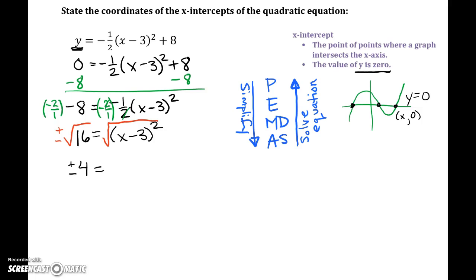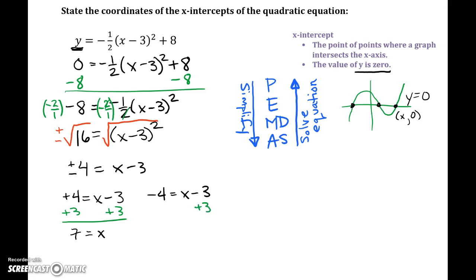On the right-hand side, the squared and the square root undo each other, and so we're left with x minus 3. So now I actually have two different equations that I can write. I have a positive 4 equals x minus 3, and I have a negative 4 equals x minus 3. Solving those two equations, we're going to add 3 to both sides here, and that will give us that x is equal to 7. And the equation on the right, same step, add 3, and we're going to get negative 1 equals x.